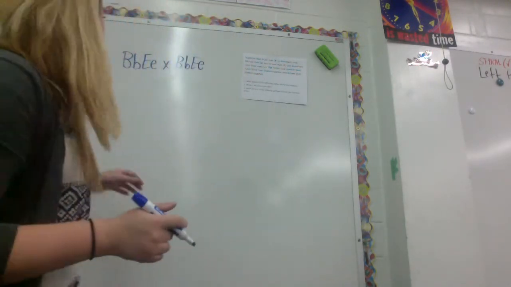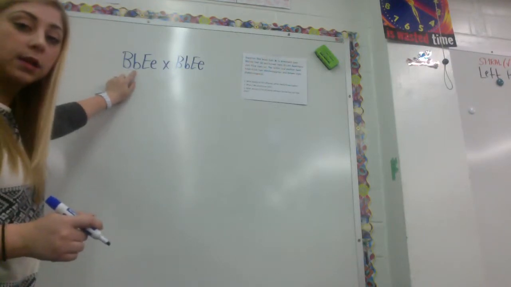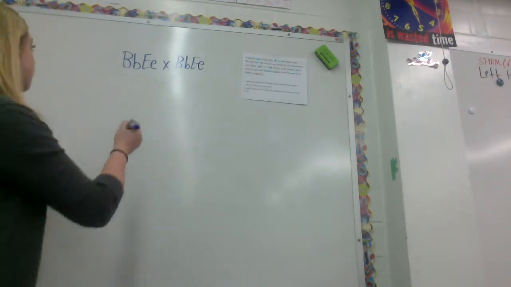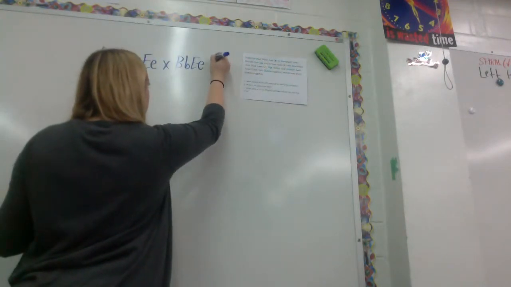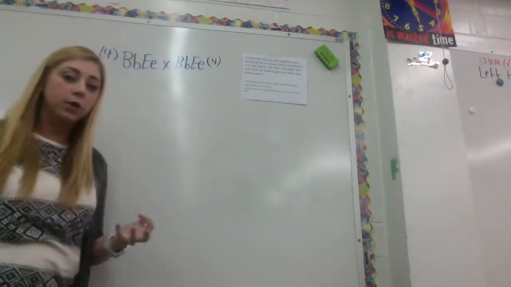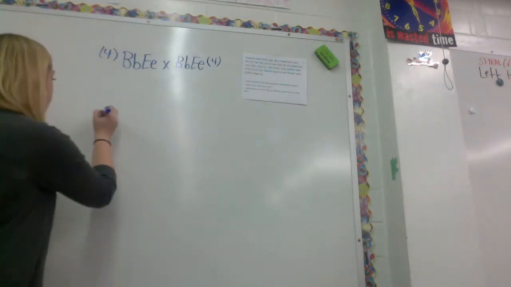Okay, the way to set up the Punnett squares, first we have to figure out how many boxes we're going to need. So let's look. We have 1 allele, 2 allele, 3 allele, and 4. So we have 4 alleles times 4 alleles. Therefore, we're going to have 16 boxes.